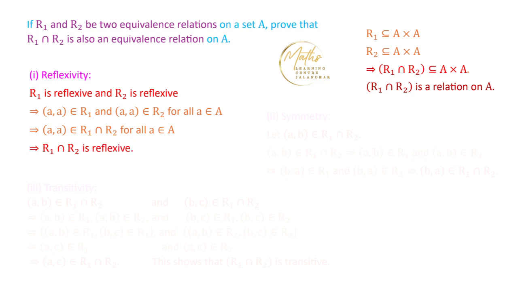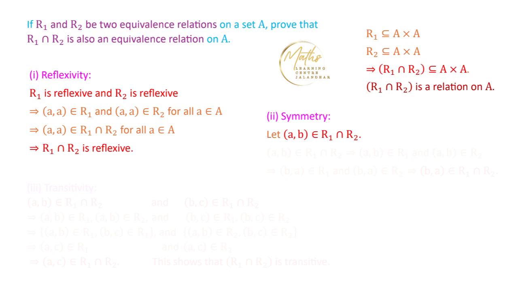We have proved that for every element a, a is related to a by this new relation R1 intersection R2. So it is reflexive. Second thing we have to prove is that it is symmetric. To prove it is symmetric, we say let a and b be related to each other by this relation R1 intersection R2.